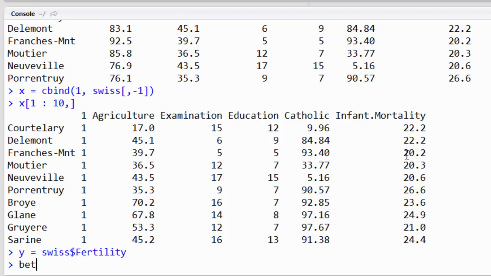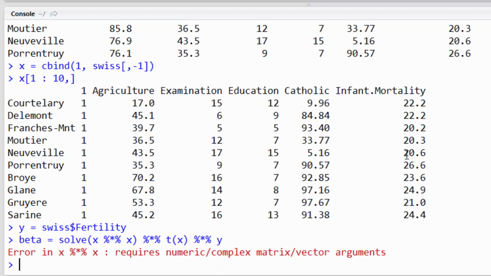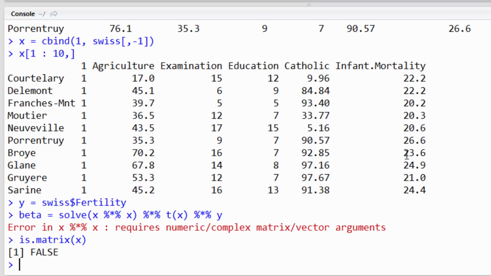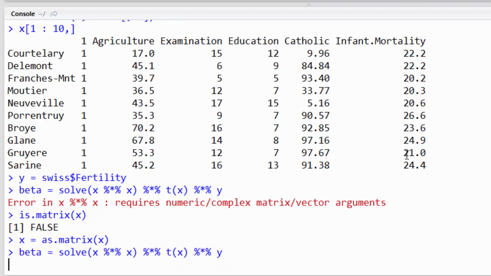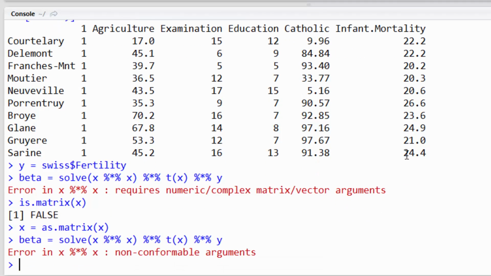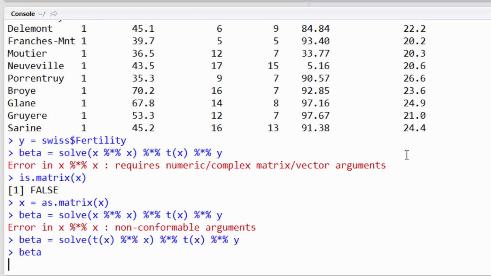Okay, so what we're saying is that beta hat is going to be solve of the transpose of X times X, times the transpose of X times Y. Is it a matrix? X is false, so X equals as.matrix(X). Now let's try it again. Aha, and notice one other thing. It's X transpose X, so I forgot my transpose there. Okay, now let's see beta.